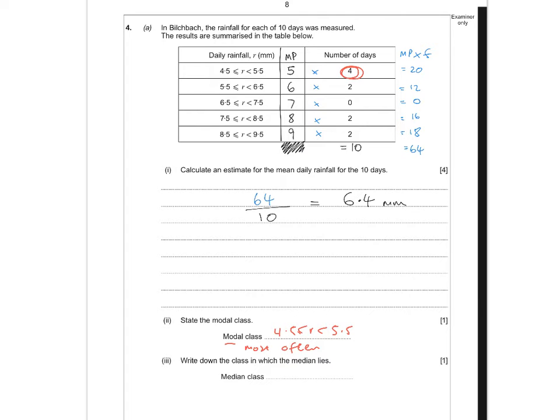Okay. The next one says median class. So we're looking for the middle day, okay, or the middle person. Now we know that there were 10 days in total. So to work out the middle, we want to find halfway along there. So 10 divided by 2 is the 5th day. We're looking for the 5th day here. Okay, so the 5th day, we know that this would be the first 4 days up to here. So the 5th day must have been in here. So my 5th day was between 5.5 is less than r is less than 6.5.